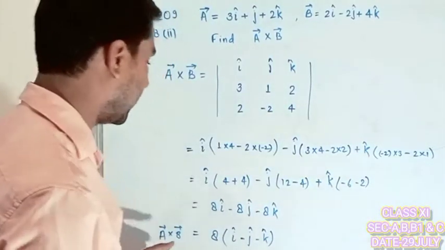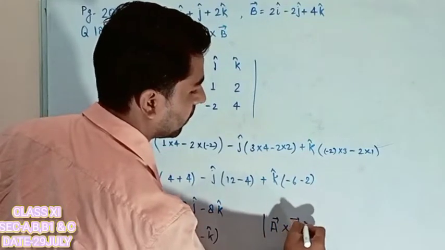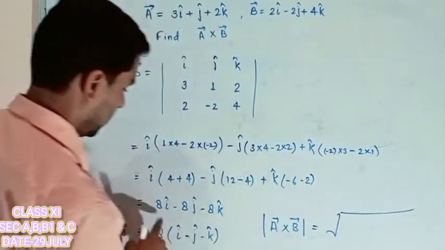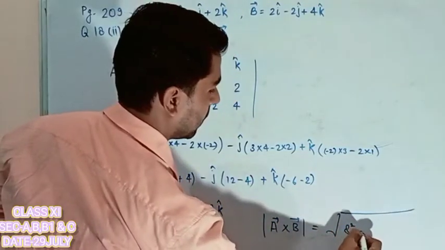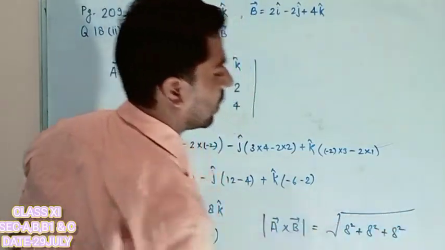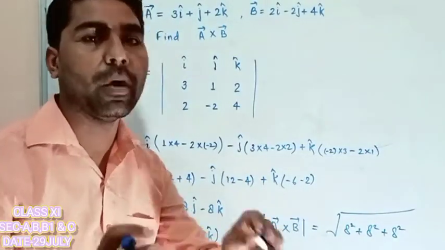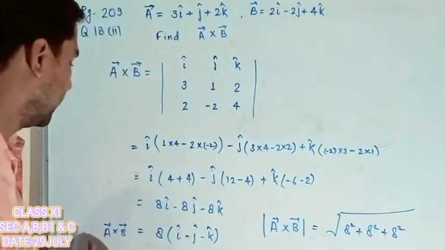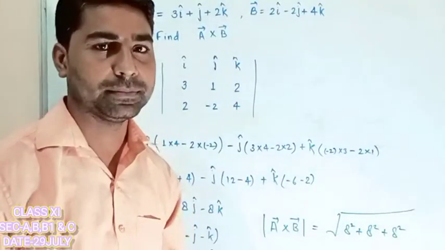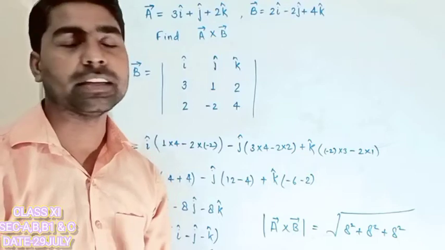Suppose instead it is asking about mod of vector A cross B, then what will you write? You will write straight under root 8 square plus 8 square plus 8 square. Whatever the answer is, we are not going to discuss that. Mod means only magnitude. But here the answer is this one, because it is asking for the vector A cross vector B. Hence we are completing the dot product and cross product, that means the scalar product and the vector product.